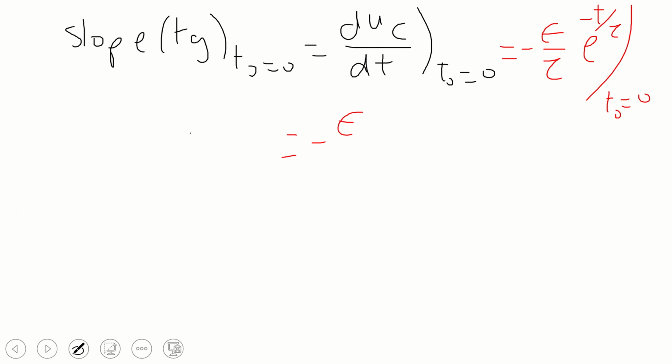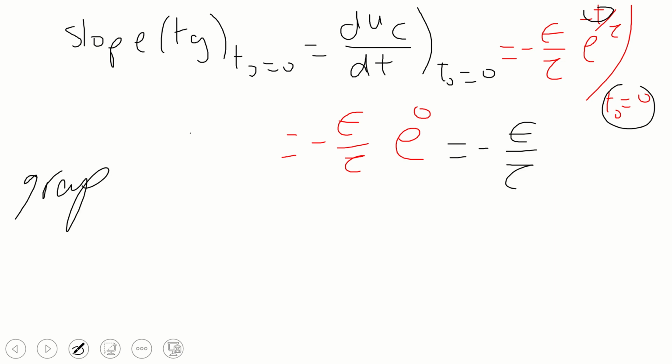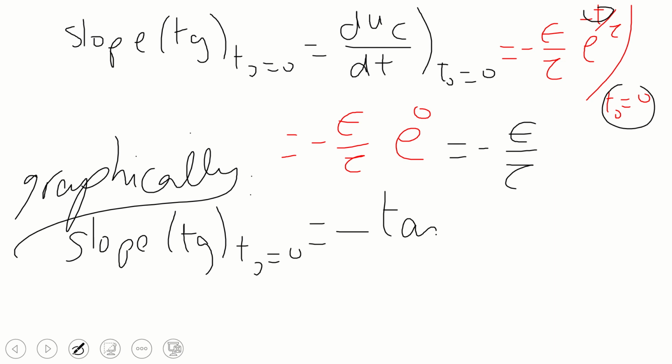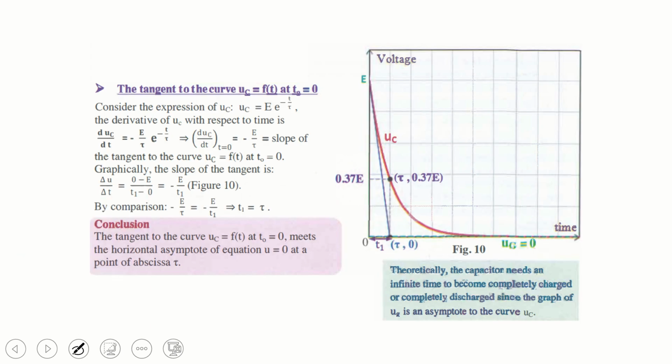Equals minus E over tau exponential 0. Why? Since the instant t is replaced by t0 equals 0 and exponential 0 is 1, so the slope equals minus E over tau. Graphically, the slope of the tangent to the curve UC at t0 equals 0 equals minus tangent theta. Why minus? Since the tangent in this case is a decreasing straight line, so it is of negative slope.